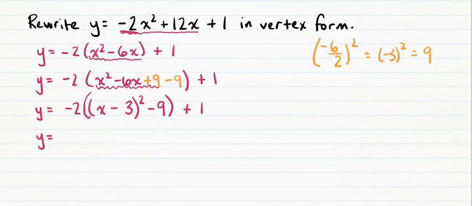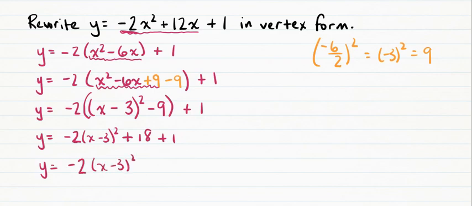So -2 times x minus 3 all squared. And then -2 times -9 is positive 18. And then finally, we collect these like terms at the end here. So we get y equals -2 times x minus 3 squared plus 19.